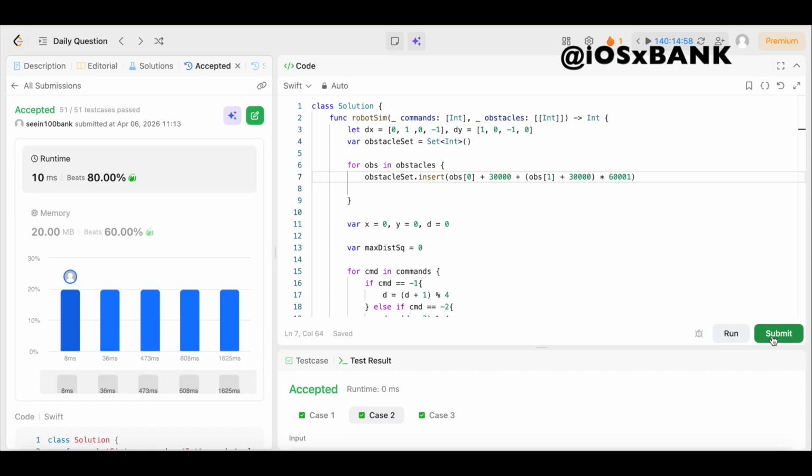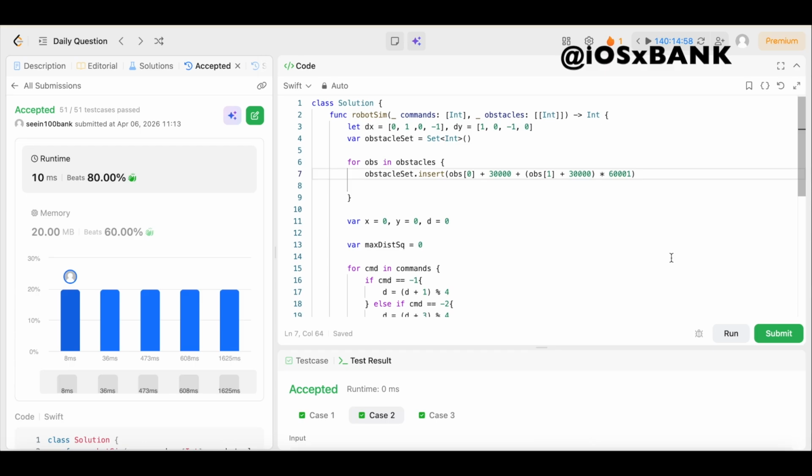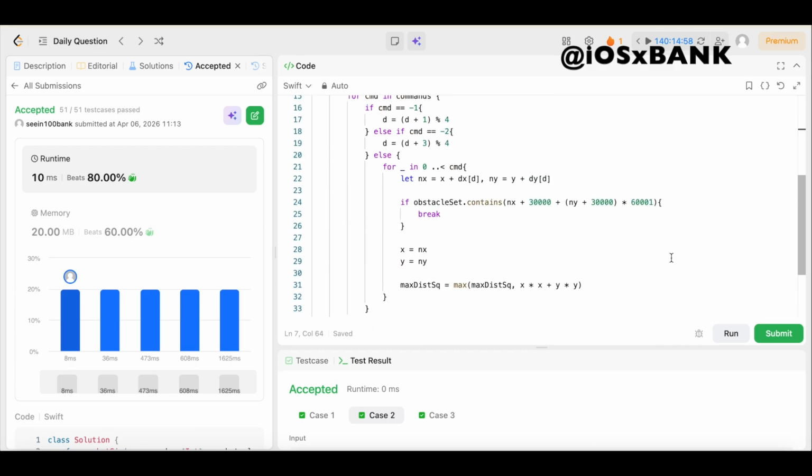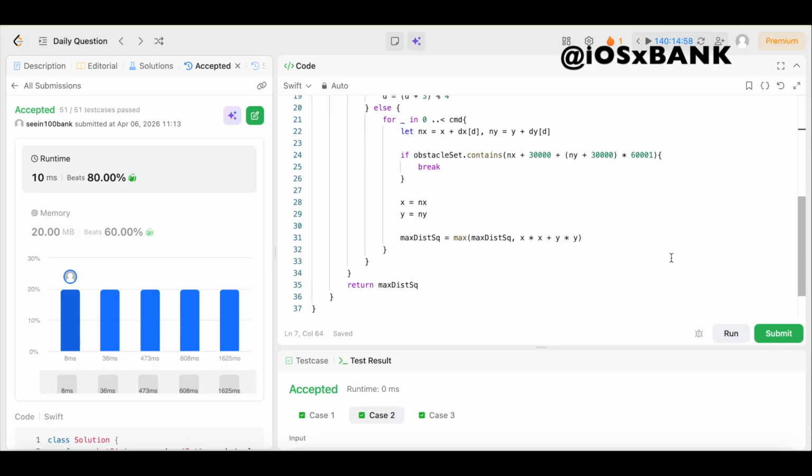So before we go, make sure you get one more look at the code. This is the top part. This is the middle. And this is the bottom.